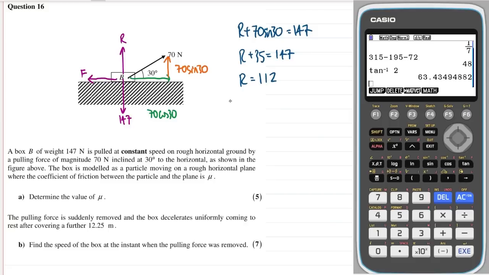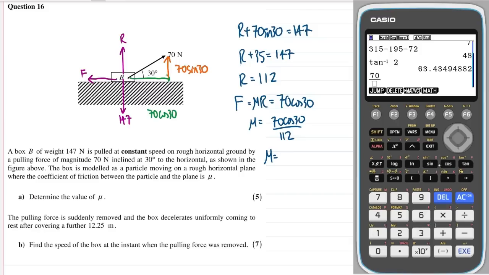Okay, we know that the horizontals must equal each other, so friction, which is equal to mu R, is equal to 70 cosine 30. So therefore mu is equal to 70 cosine 30 divided by 112. So we will do that. We will do 70 cosine 30 divided by 112, and we will get, I'll leave it as exact value, 5 root 3 over 16.